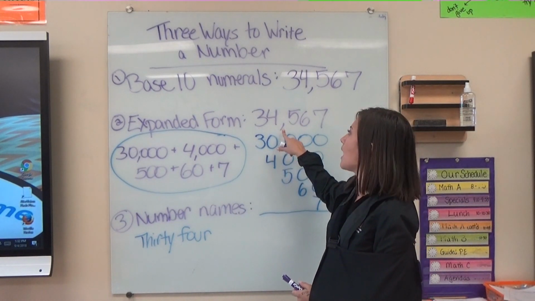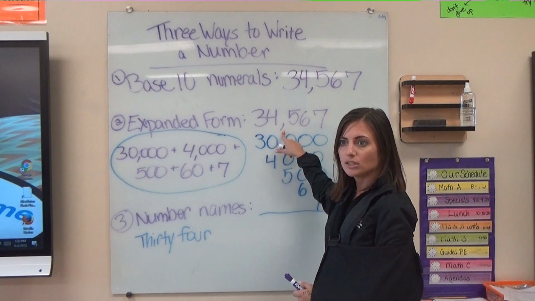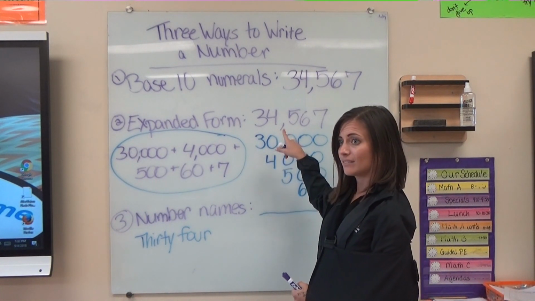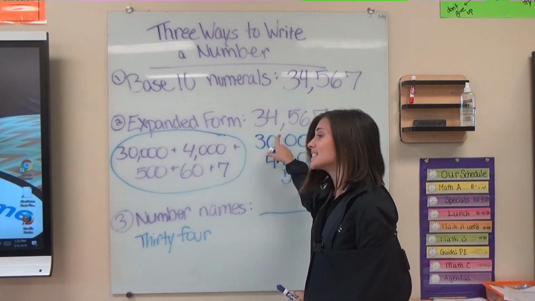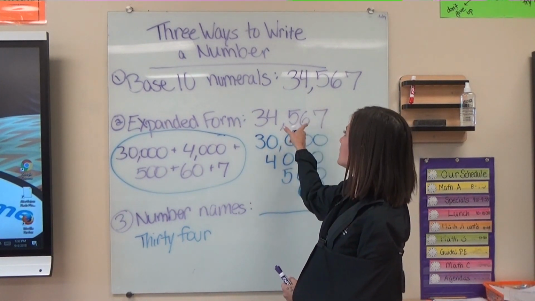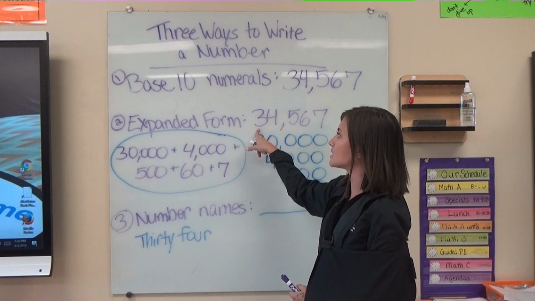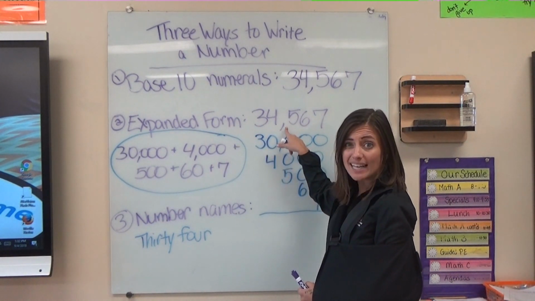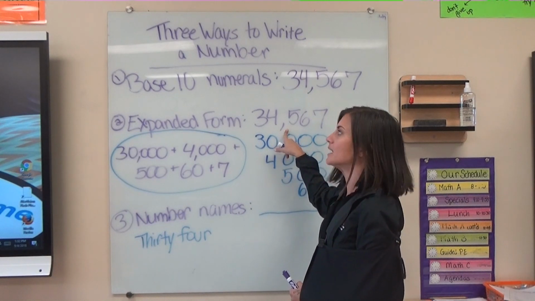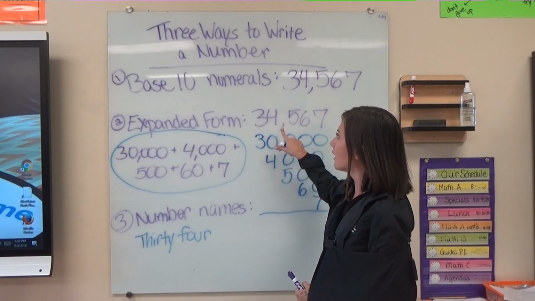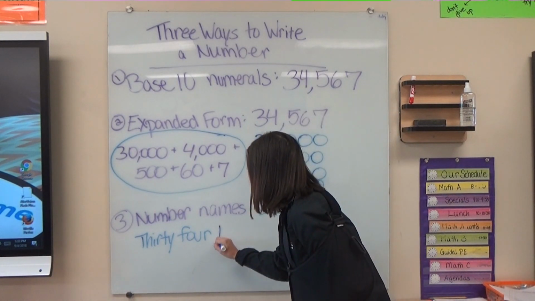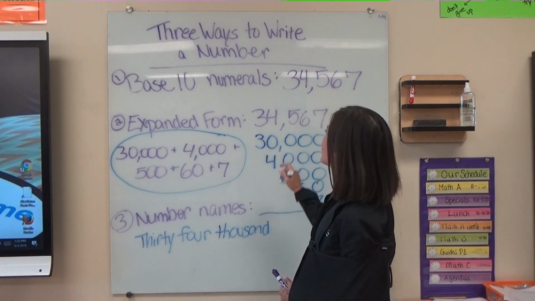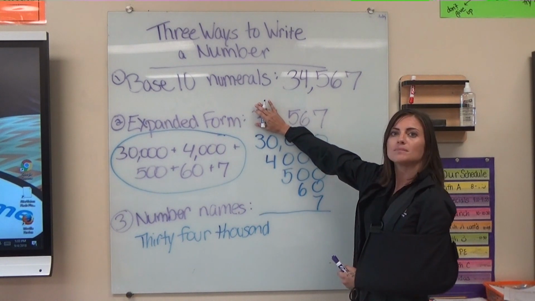What does the comma translate to in math language, class? Who can raise their hand? The word thousands. This comma that separates my ones, tens, hundreds from my 1,000s, 10,000s, 100,000s means the word thousand. When I see it, that's when I say the word thousand. So 34,000. So the next word I'm going to write is the word thousand. 34,000.